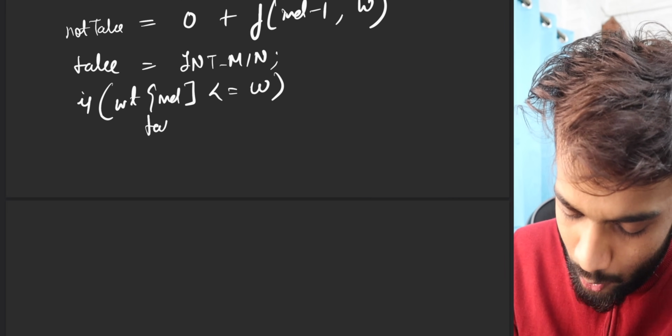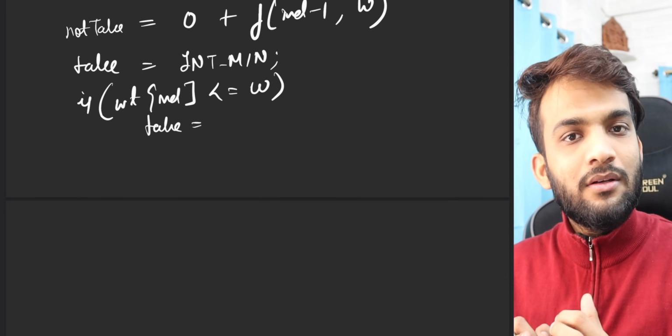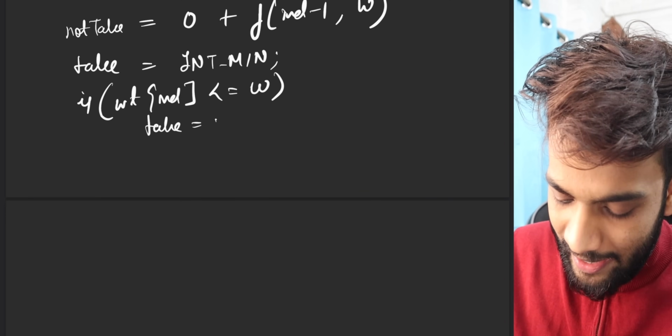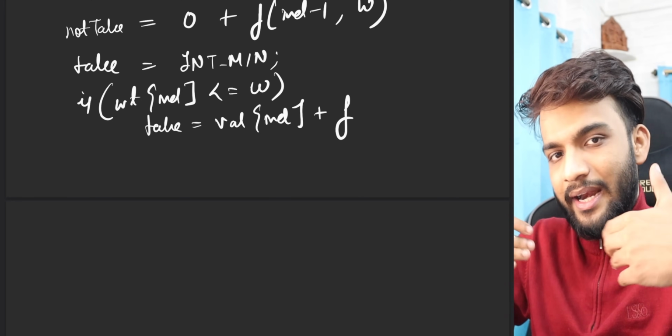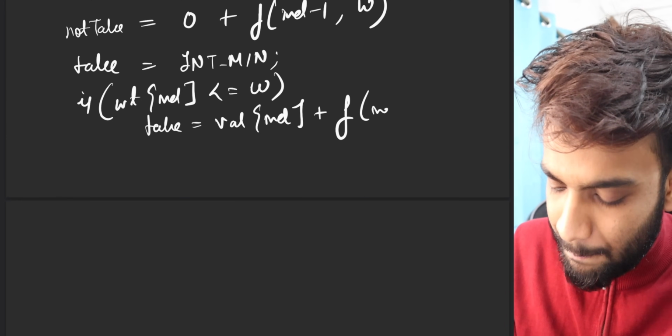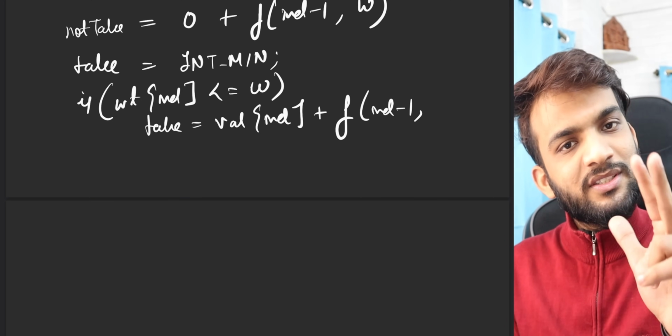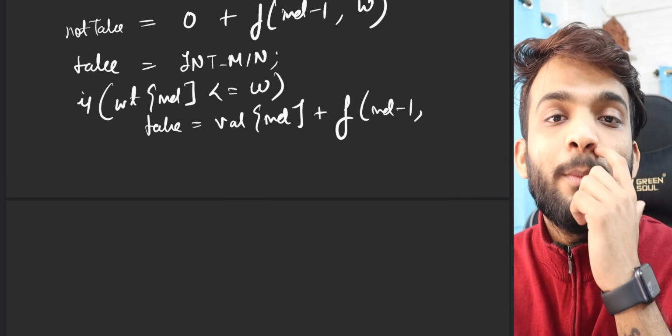And over there, you can say, okay, if it is, then I can steal. And if I steal, the value that I will add will be value of index. And if I'm stealing this current guy, I will move to the previous guy. Make sense?